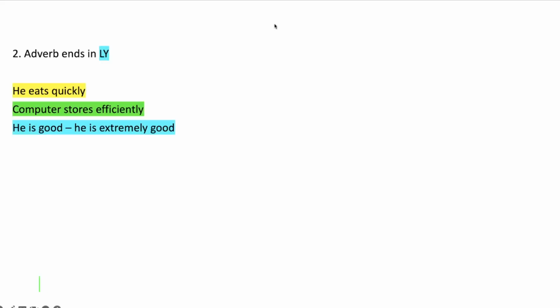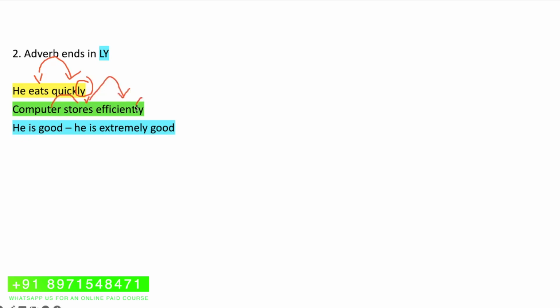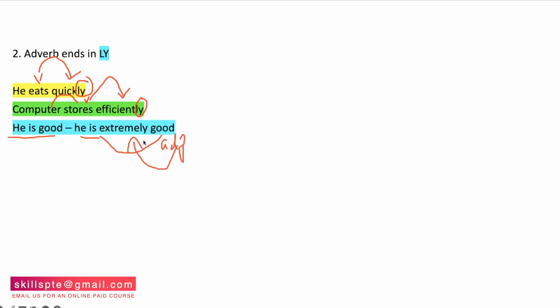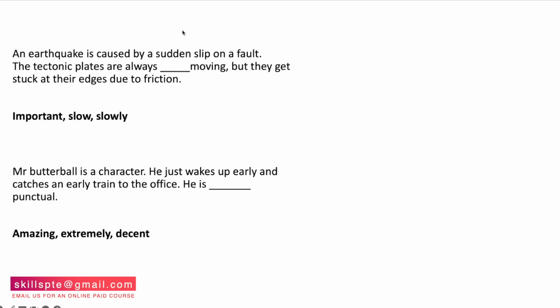So let's understand here. He eats quickly. So eats is a verb. Addition to a verb is an adverb, ends in ly. Computer stores. Stores is a verb. Addition to a verb is an adverb, ends in ly. He is good. This is an adjective. Addition to an adjective is an adverb, ends in ly. Extremely. So let's also understand a few of the shortcuts using the adverb.